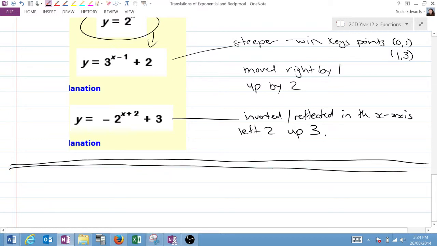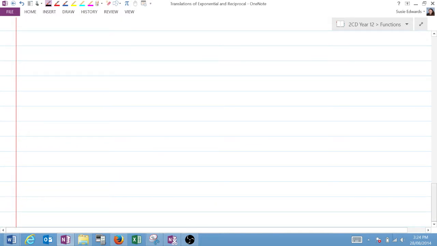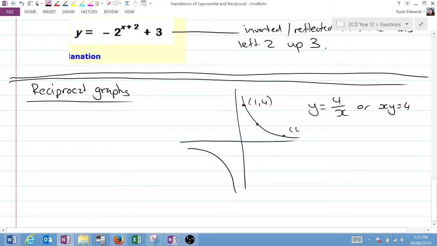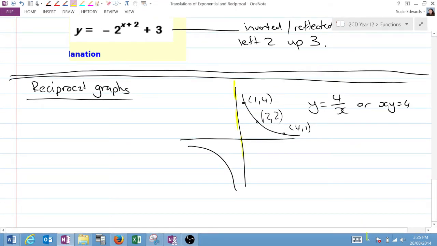Okay, we're now going to look at reciprocal graphs. The good thing about reciprocal graphs is that, for example, if we look at y equals 4 over x, you could also write this as x times y equals 4. You've got these points here, so you've got 1, 4, 4, 1, 2, 2. And the same on the other side. But what you don't see is that you have an asymptote here and an asymptote here.